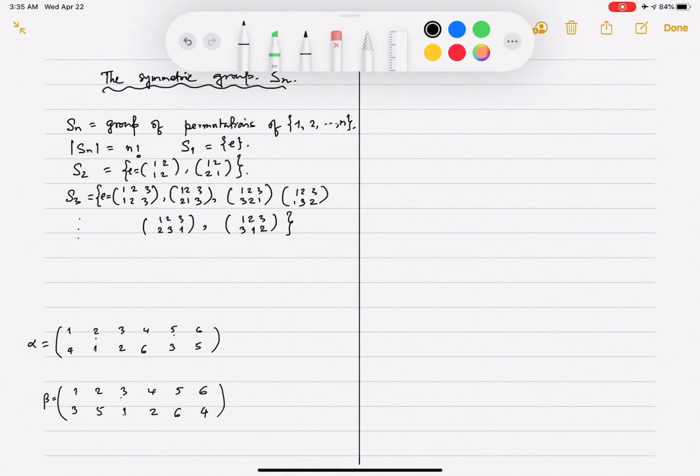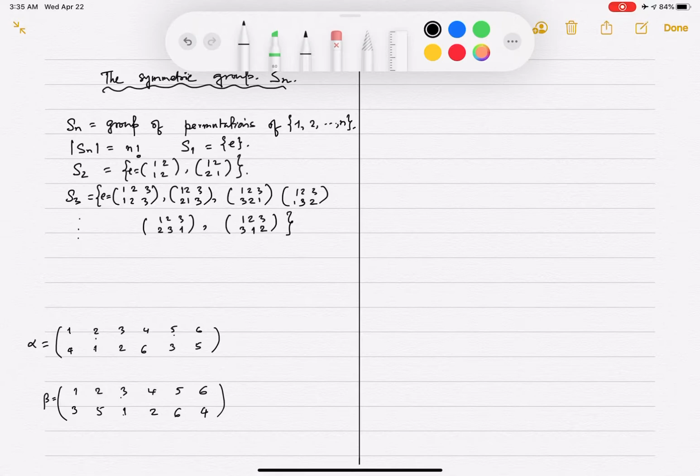Okay, let's talk about symmetric group Sn. So Sn means the group of permutations of 1, 2, 3, 4 up to n. It's a group of order n factorial. Here are the first three. S1 is just the trivial permutation, so it is the trivial group. S2 is a group of order 2.